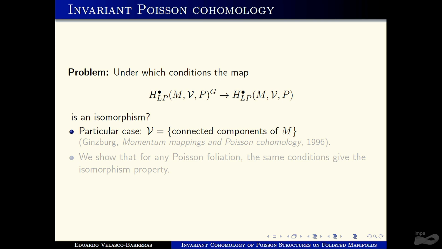In this case, here we recover the standard Poisson cohomology of the Poisson manifold, and here the standard invariant cohomology. And this problem was studied by Ginzburg in the context of constructing momentum maps for actions of Poisson Lie groups. And he gives some conditions under which this map is an isomorphism.